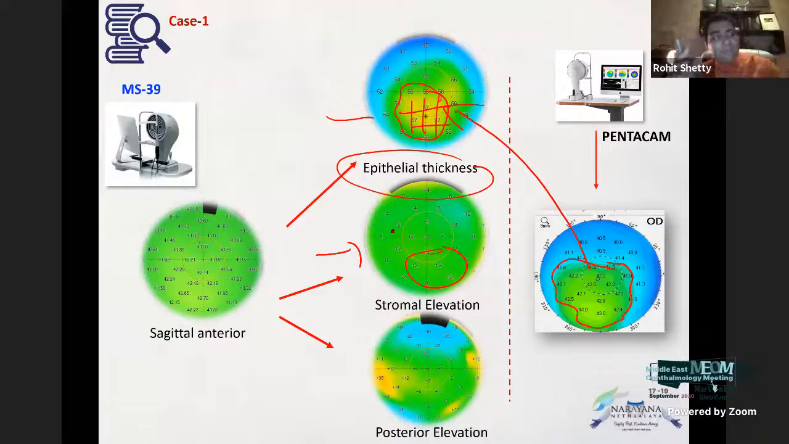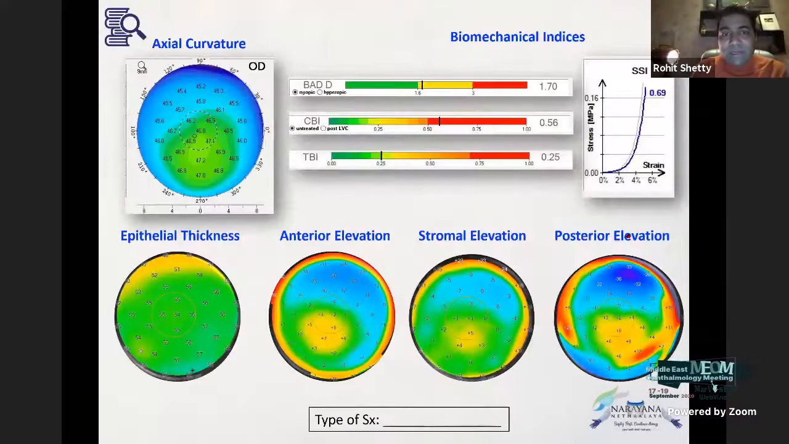So that means that he's not a suspect. Your definition of suspect is going to change with new technologies. Your definition of what you call forme fruste is going to change. For example, if this is not a forme fruste keratoconus, but with a new technology, you will consider this as a forme fruste. So you have to change with the times. Your selection of a patient has to change with the times.